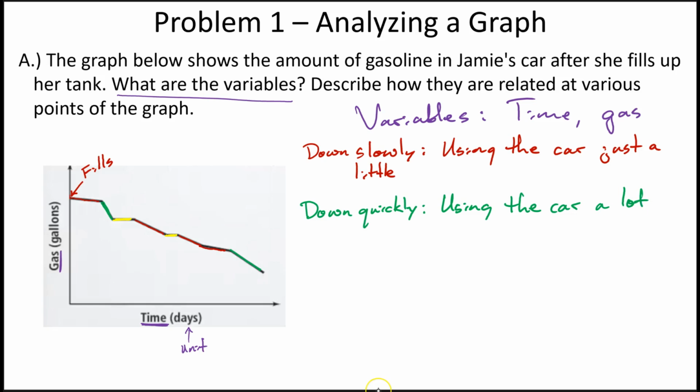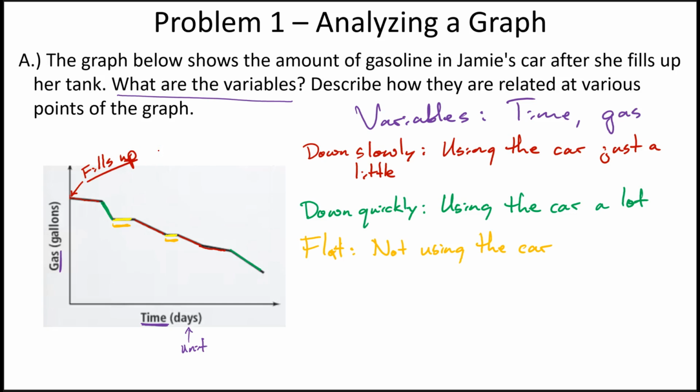And then the places where she's going down very slowly, here and here, or actually not going down at all, it's flat. So in places where it's flat, do we think she's using the car at all? Probably not. And so we'd say not using the car. Okay? We're just describing what's happening at those different points in the graph. It fills up there.